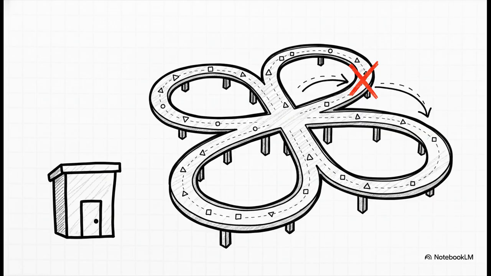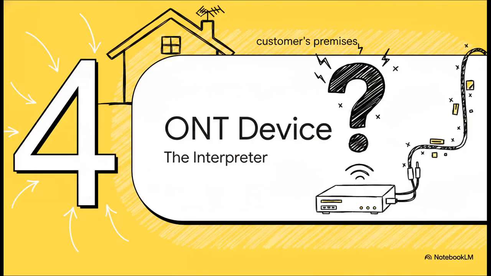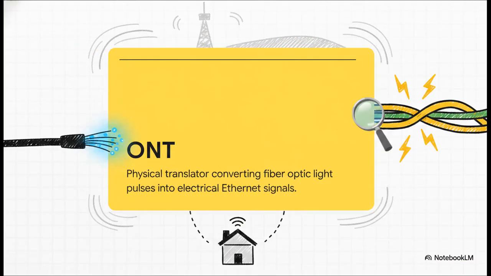It ensures that the physical connection your customer pays for actually means something on a global scale. All right, zooming all the way down to the customer's actual premises, let's look at Section 4, the ONT device, or what I like to call the interpreter. The ONT, the optical network terminal, is, at its core, simply a translator. It takes the invisible laser light sent by the telecom company and physically translates it into electrical Ethernet signals that a normal router can actually understand.